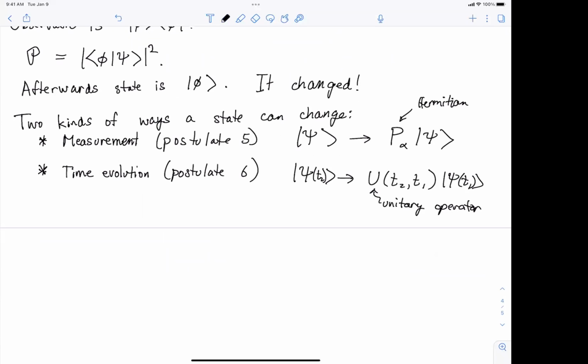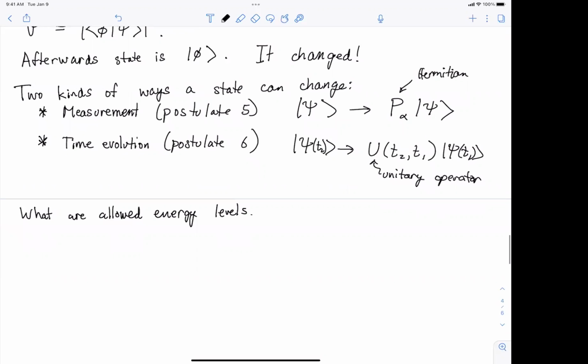The last thing I think I'll say today is oftentimes what you want to know is what are the allowed energy levels. This is another common type of problem. And we said before that the energies are the eigenvalues of the Hamiltonian. And so what you're going to do in that case is solve this equation some way or another. This is the eigenvalue equation for energies. I've put in there a possible degeneracy label for the energies.